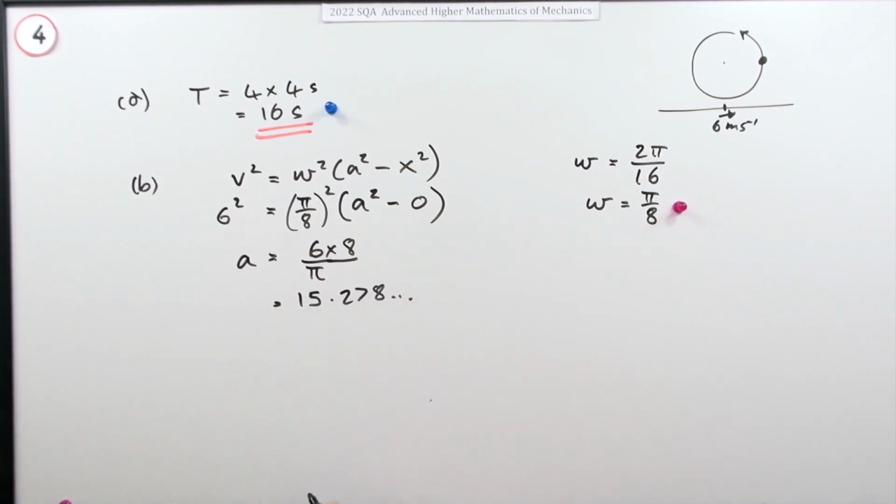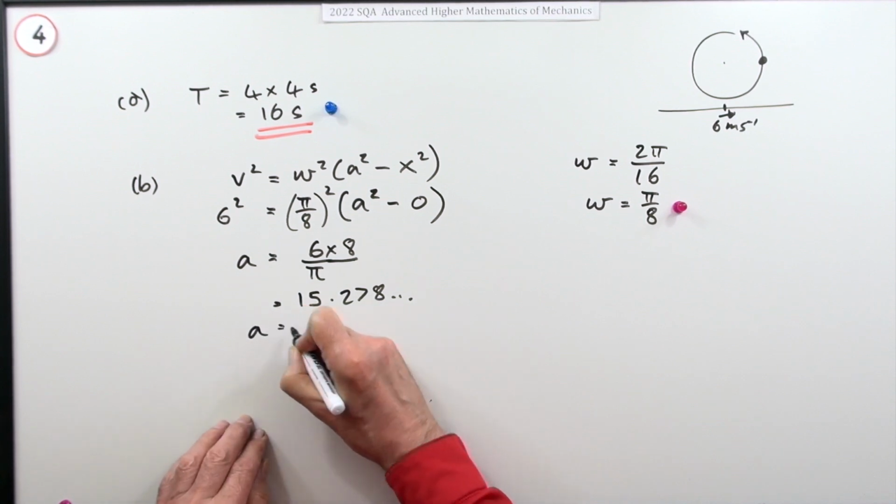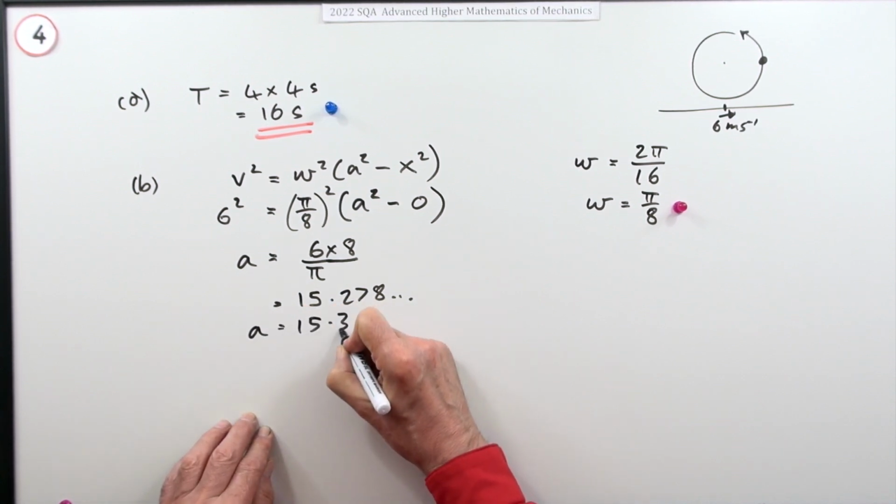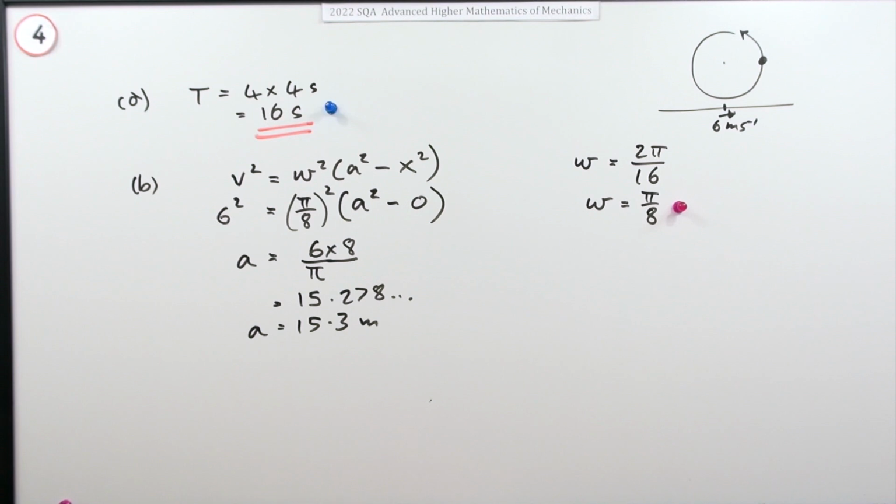So that just gives you 15.278 and so on. So that must be 15.3 metres. That's quite a big amplitude.